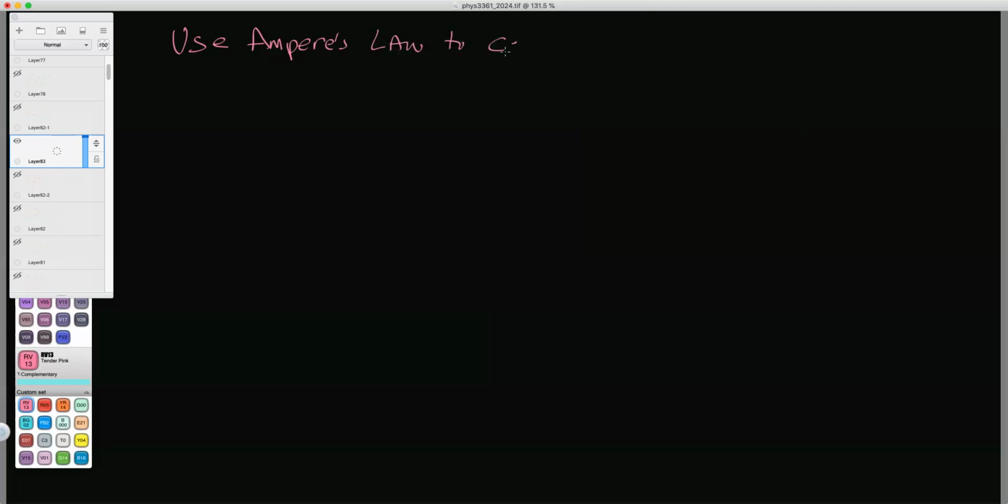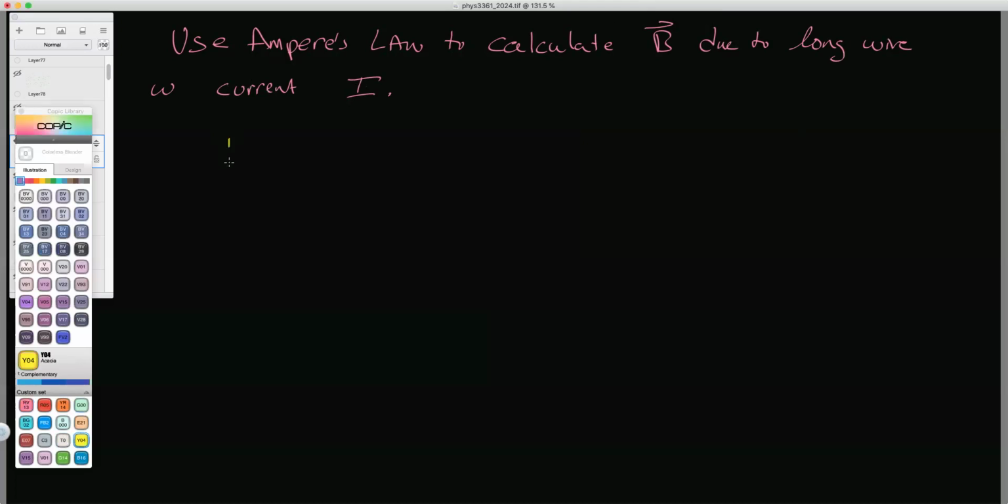To calculate B due to a long wire with current I. Okay, so how do we do this? So again, we have our current, and I'm going to draw it like this.